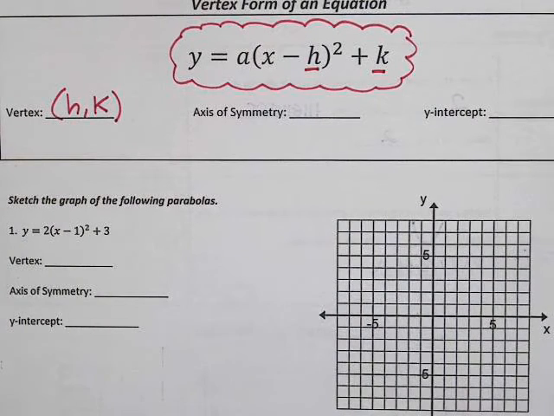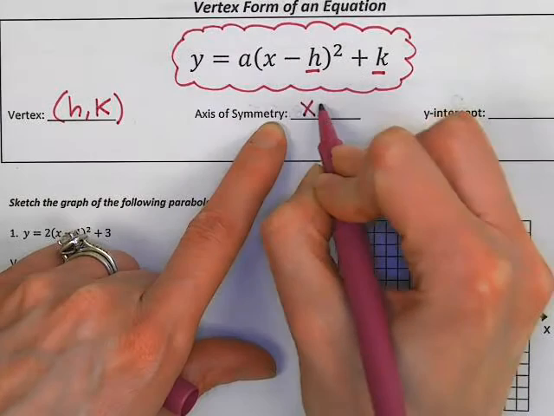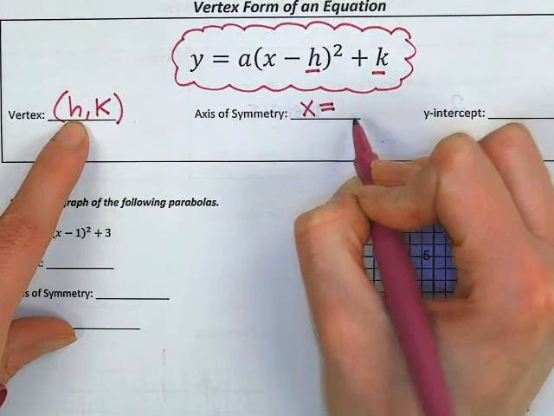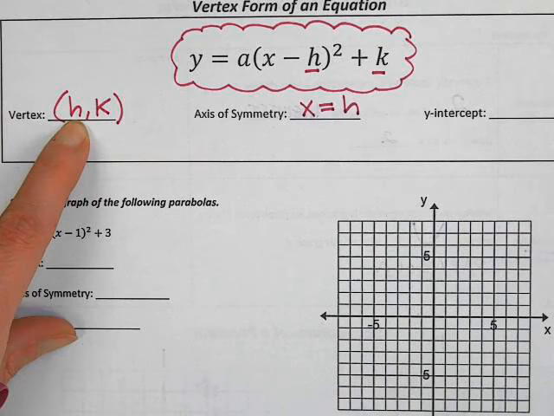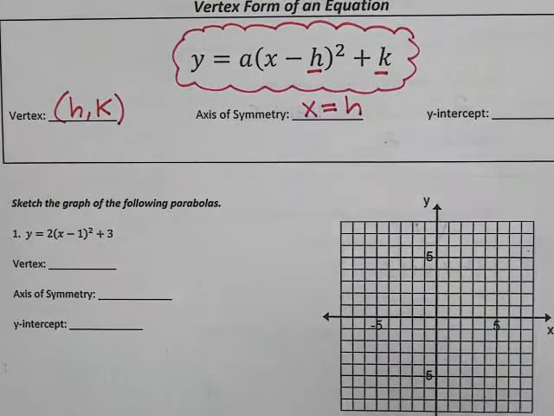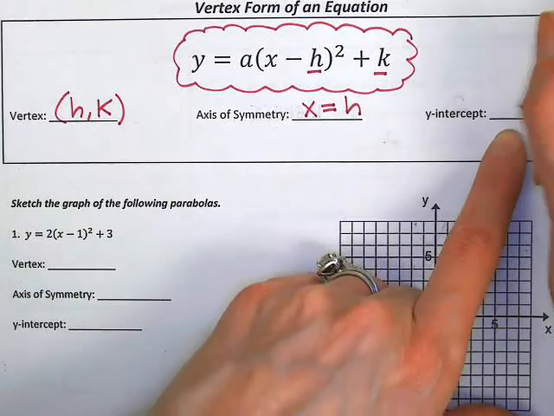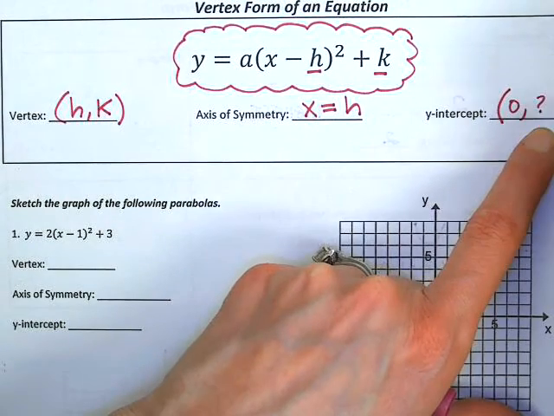The line of symmetry, remember on the front, we said it's always the equation x equals the x value of the vertex, so x equals h. And the y-intercept is always going to be whatever you get when you plug in 0 for x. So (0, something).